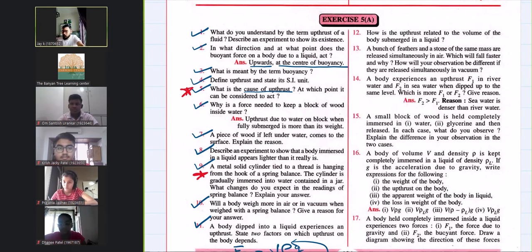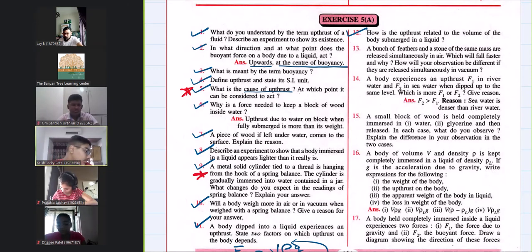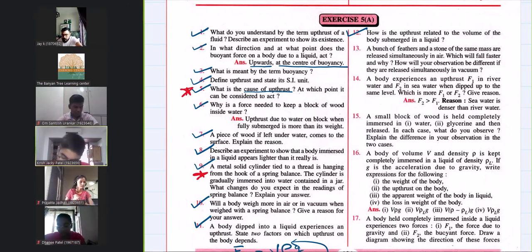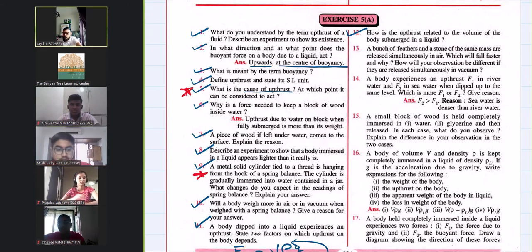Om, how is the upthrust related to the volume of the body submerged in a liquid? Come on, Om. Sir, actually in the book, the 10th question we have is a different one. Okay, what is it? Sir, the question is, a metal solid cylinder tied to a thread is hanging from a hook of a spring balance. The cylinder is gradually immersed in the water containing jar. What changes? I think it is the same. It is the 9th question in my book. And the 10th question in your book is the 9th question in our book. Okay, no problem. Om, 12th question please.